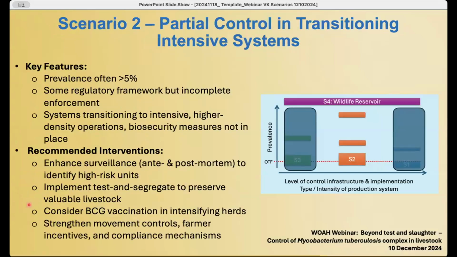Scenario two: we're looking at these transitioning programs, transitioning dairy production systems primarily. Prevalence is often above 5%, but this is largely driven by intensive herds. Intensive herds will be in the 40s, 50s, and some will be 80, 90% animal-level prevalence within a herd. But across the country, if you look at country-level or region-level prevalence, because of the extensive farming systems that might still be in place, it is not very high.